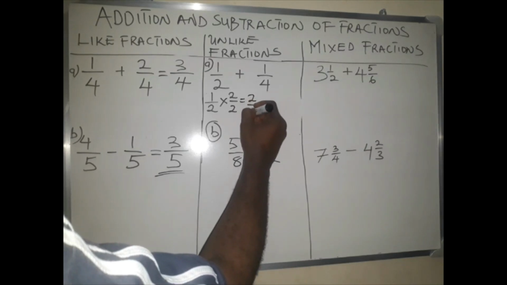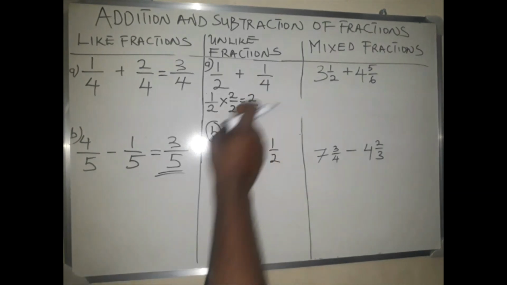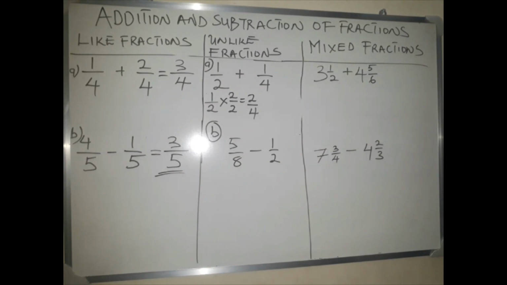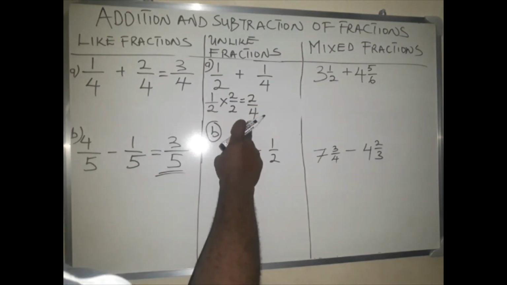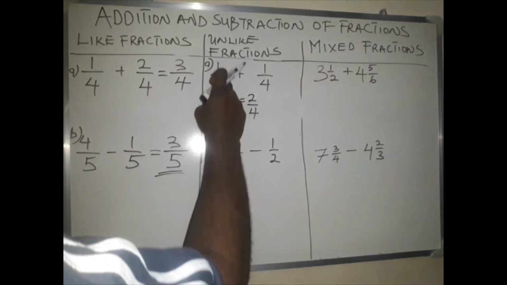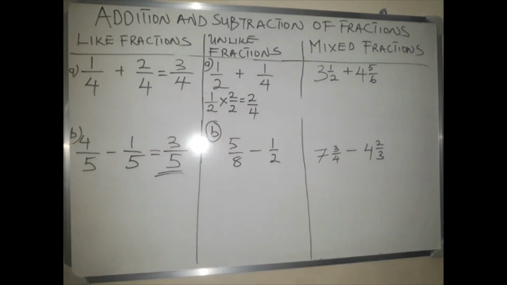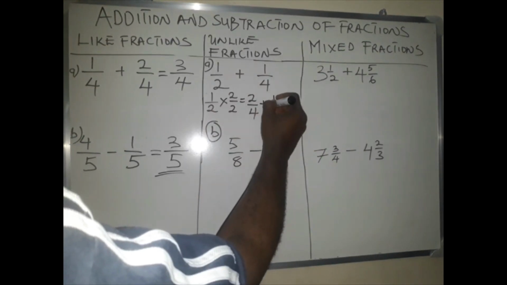2 over 4. And for those that know our equivalent fractions very well, we know that 2 over 4 is the same thing as 1 over 2 once it has been reduced or simplified. So this 2 over 4 is the same thing as 1 over 2. It has only changed its appearance, but it still maintains its value of 1 over 2. So now we'll write our addition sign. I will now have our 1 over 4.